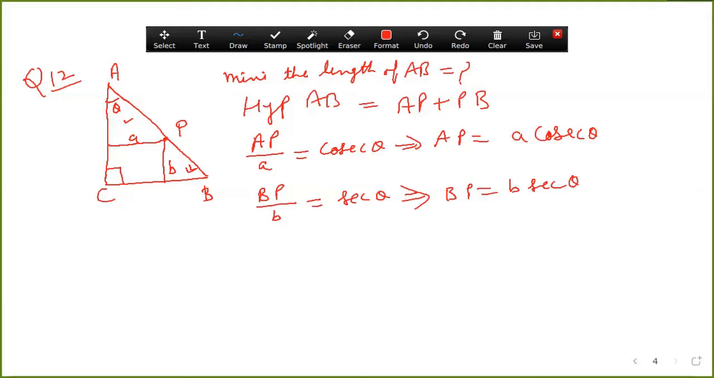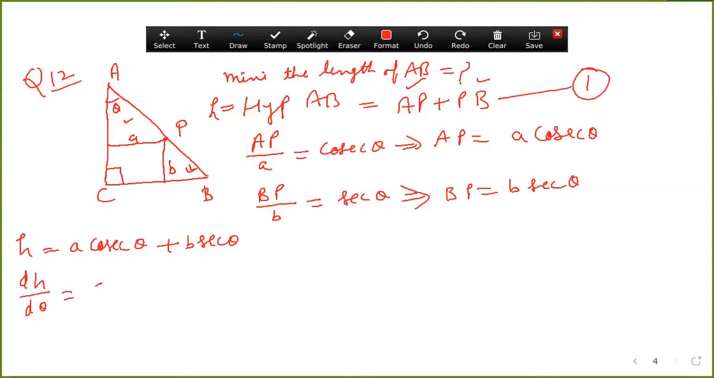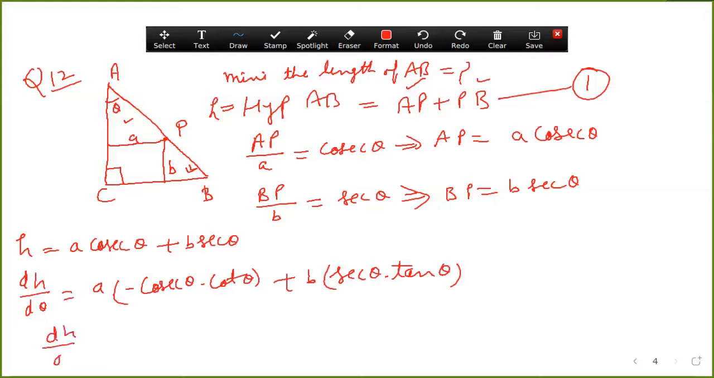Now hypotenuse AB can be written as small h. That is h is equal to a cosecant theta plus b secant theta. I have put the value of AP and PB in this first equation. So h becomes a cosecant theta plus b secant theta. Now differentiate it. dh upon d theta is equal to a into the derivative of cosecant theta, which is minus cosecant theta cot theta, plus b taken outside, the derivative of secant is secant theta tangent theta. Put this equal to 0 to get the critical point. dh upon d theta is equal to 0.